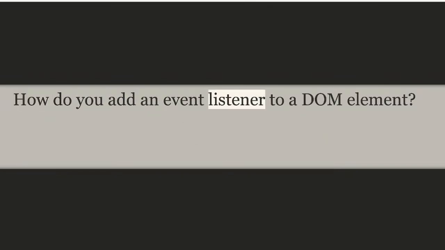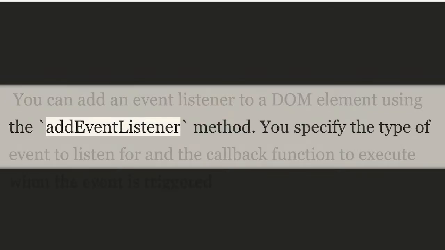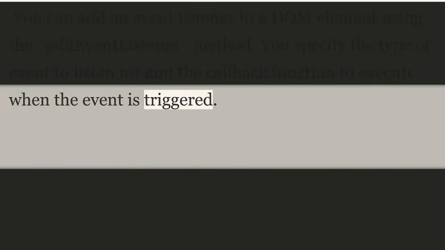How do you add an event listener to a DOM element? You can add an event listener to a DOM element using the addEventListener method. You specify the type of event to listen for and the callback function to execute when the event is triggered.